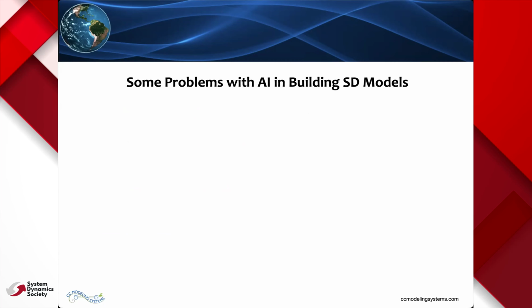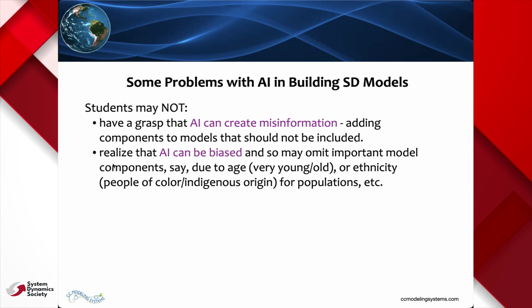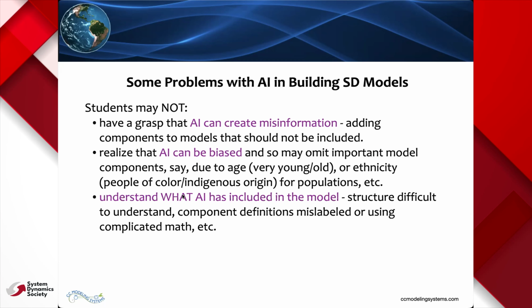So here are some problems using AI to build stock flow models. Students may not understand that AI can create misinformation, so it may add components that should not be included in the model. They may not realize that AI can be biased, so it may omit important components that ought to be part of a model, like very old or very young populations or people of different ethnicities. They need to get a grasp on that.